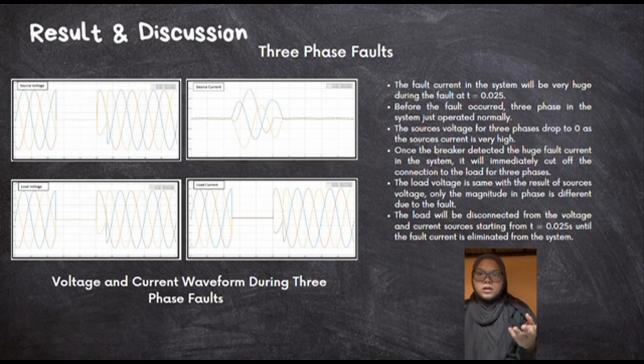Once the breaker detected the huge fault current in the system, it will immediately cut off the connection to the load for 3 phases. The load voltage is the same as the source's voltage. Only the magnitude and phase are different due to the fault. The load will be disconnected from the voltage and current sources starting from t equal to 0.025 second until the fault current is eliminated from the system.